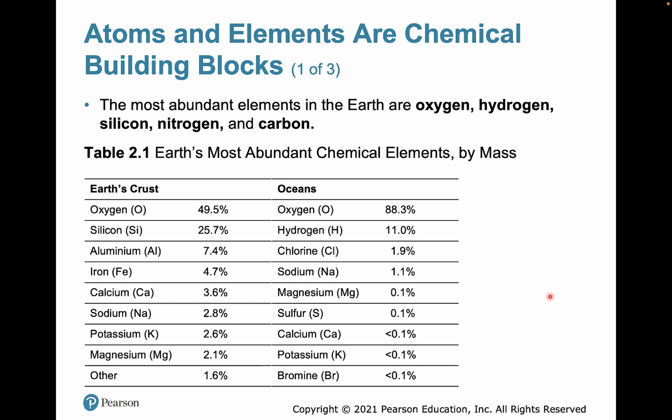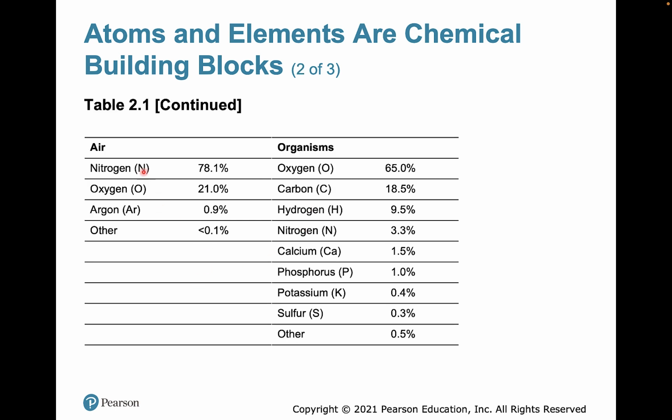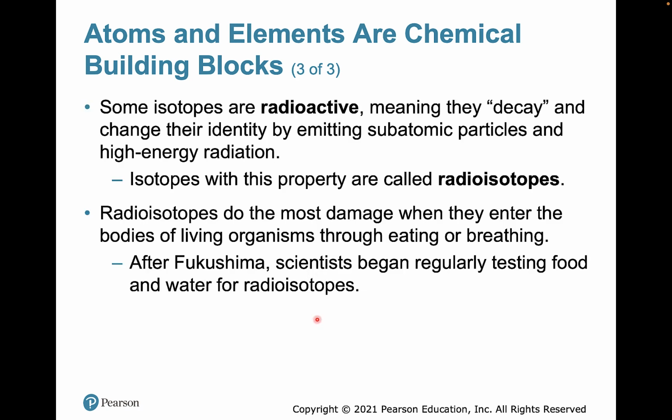So if we look at the matter that exists in the Earth, you've got oxygen, hydrogen, silicon, nitrogen, and carbon, elements in the Earth's crust versus the oceans. So most of what's in the crust is oxygen and silicon. Most of what's in the oceans is water and hydrogen. That should make sense. In the air, it's mostly nitrogen and oxygen. And in organisms, we are CHON: carbon, hydrogen, oxygen, and nitrogen, with some other trace elements.